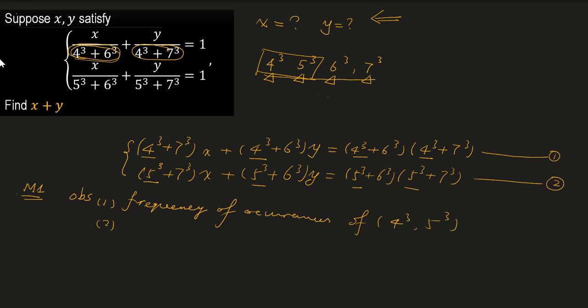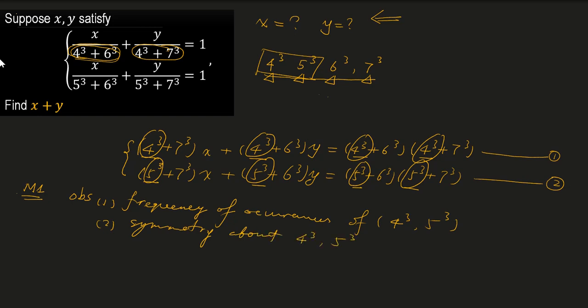And in the second place, we find that these two equations are almost identical except for these two terms, 4 cube and 5 cube. So if we cover up these two components, these two equations are virtually identical. Therefore, equations 1 and 2 show some properties of symmetry about the two components 4 cube and 5 cube.